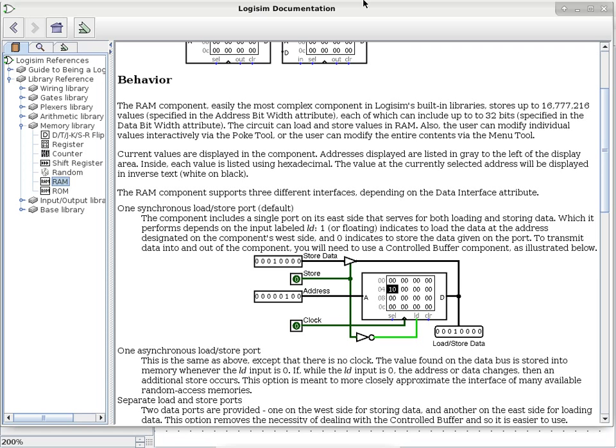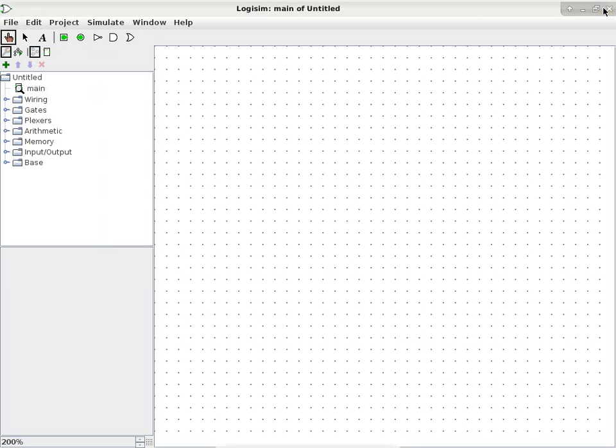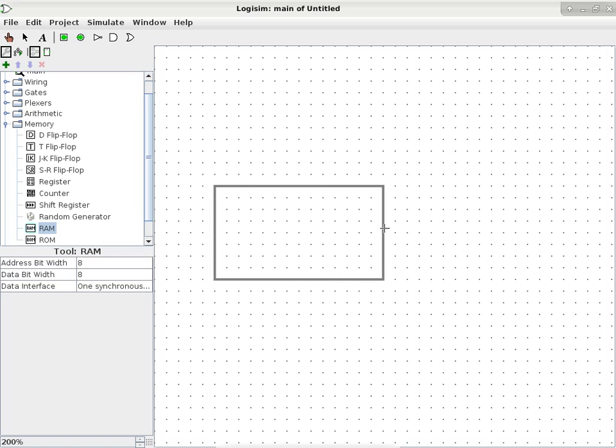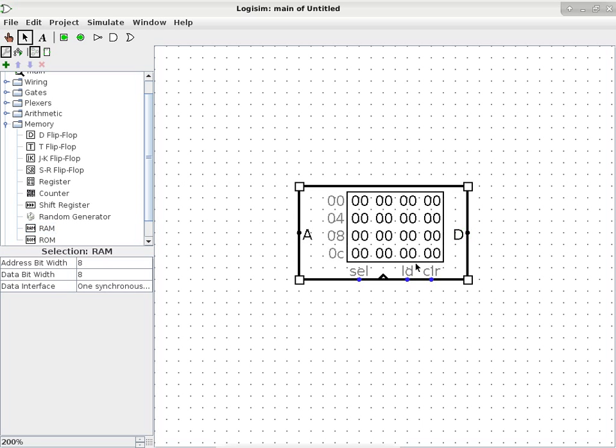Okay. All right, so I'm going to close the help window. I just want to show you where to find it. And what we'll do is we'll just go ahead and put that component onto the screen. So I'm going to pick a RAM module and put it here.